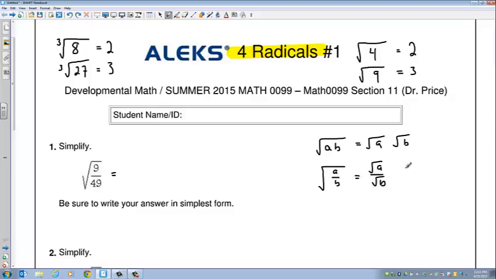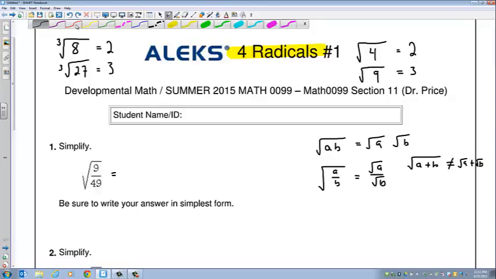Now, it's really important to realize that they do not go through addition or subtraction. So if you take the square root of a plus b, it is not equal to the square root of a plus the square root of b. This is something students continuously get wrong, so you want to make sure that this is not true. All right, so we say the radical goes through multiplication, and it goes through division, but it does not go through addition or subtraction. Alright, so let's try some of these problems out.